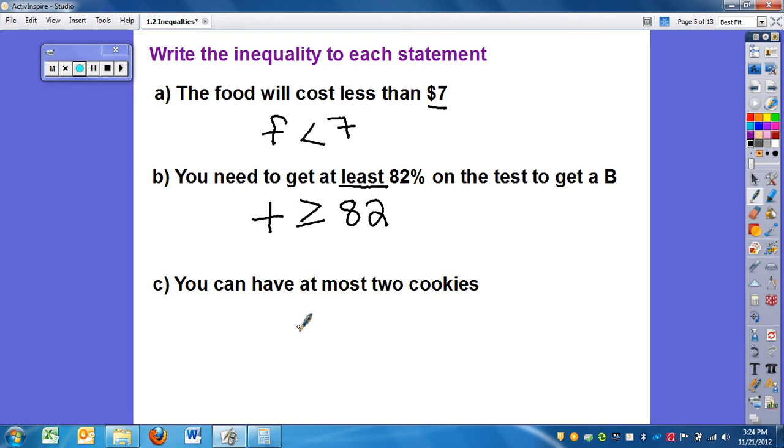You can have at most 2 cookies. So I'm going to do C for cookies. 2. And at most means 2 is the highest, so we're going to eat 2, but I can have 2 in this case, so I'm going to do less than or equal to.